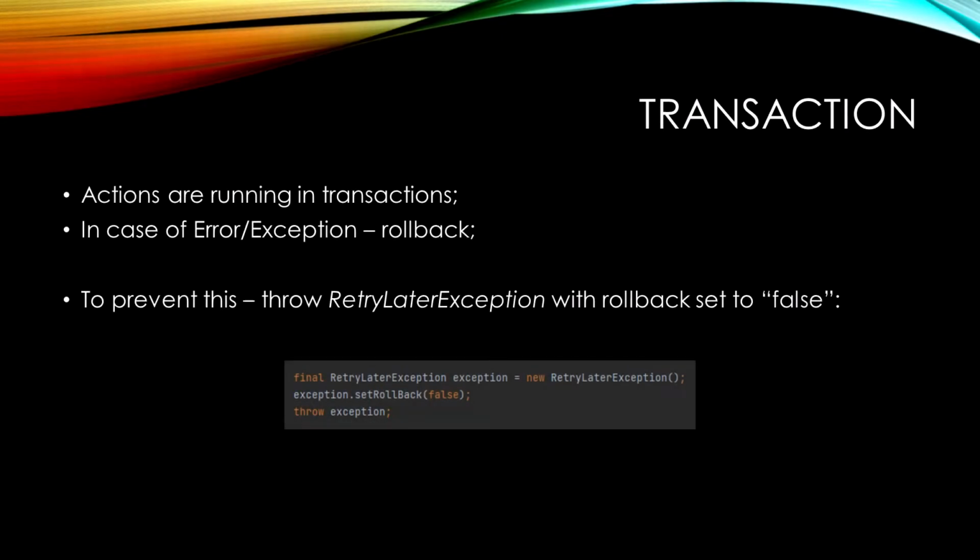Task actions are processed inside the transaction. If task processing failed, whole transaction is rolled back. But if you want to prevent the rollback, you need to throw a retry later exception with the rollback property set to false.